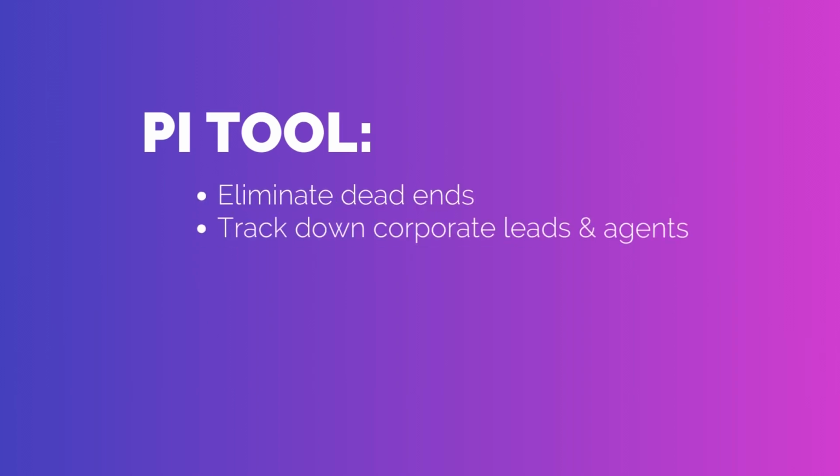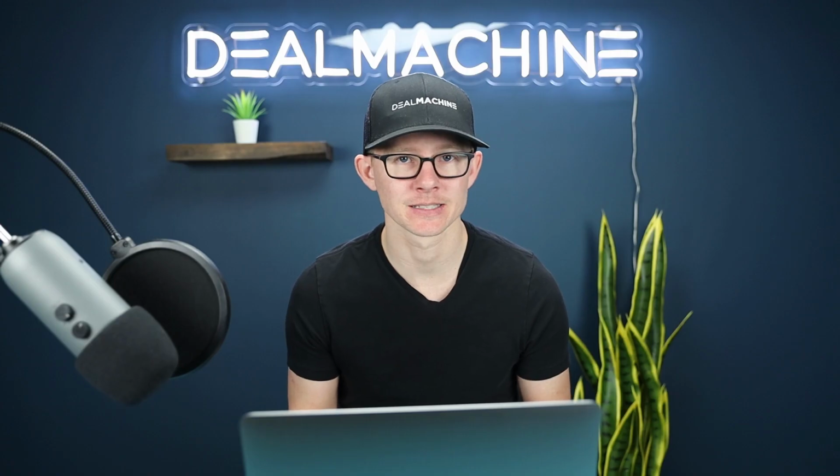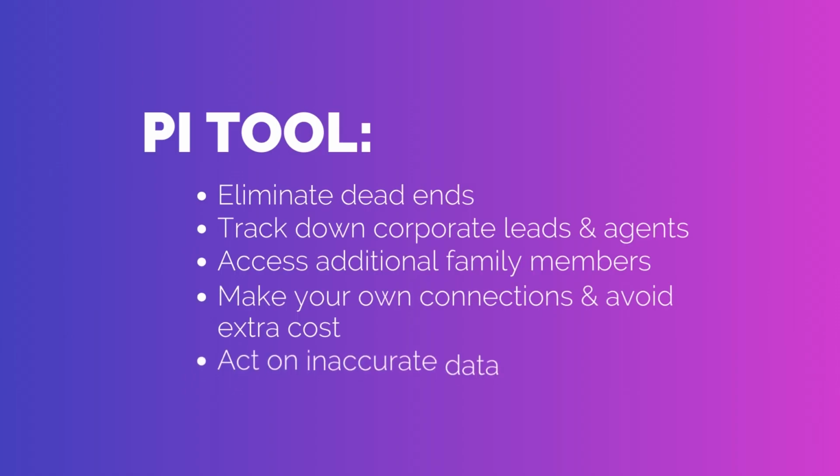So with this tool, it'll now again allow you to eliminate these dead ends. You're also able to dive deeper into LLC or corporate owned properties by locating those agents and their contact information. You'll also be able to access additional family members from contacts who are associated to the property itself. This private investigator tool will also allow you to make your own connections and avoid costly skip tracing costs on other softwares with contact data that only updates roughly monthly. So no more spending the 10, 13, 17 cents or more to find this information. And lastly, without this PI tool, you can't act on inaccurate data. We want to give you the best information possible to be able to close more deals.